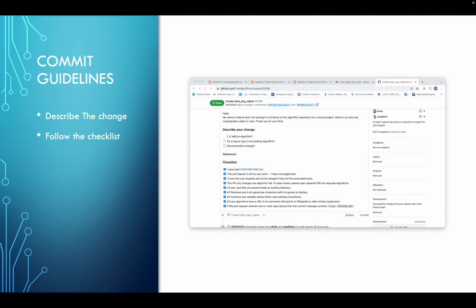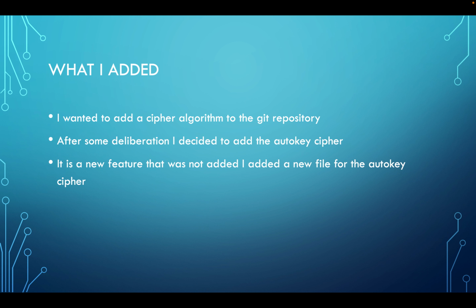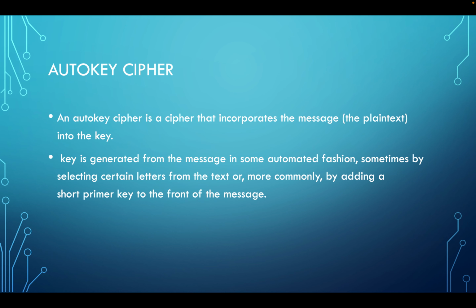So for my change, I added an algorithm to the repository, and the checklist includes things like it's all my own work, pull requests will not be merged if I fail the auto test, and etc. I wanted to add a cipher algorithm to the repository I was committing to because that's what my interest is in. After some deliberation, I decided to add the auto key cipher. It is a new feature that was not added before, so I used a new file for the auto key cipher in the Git.